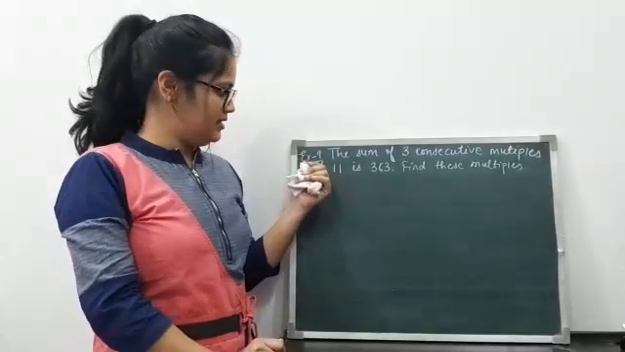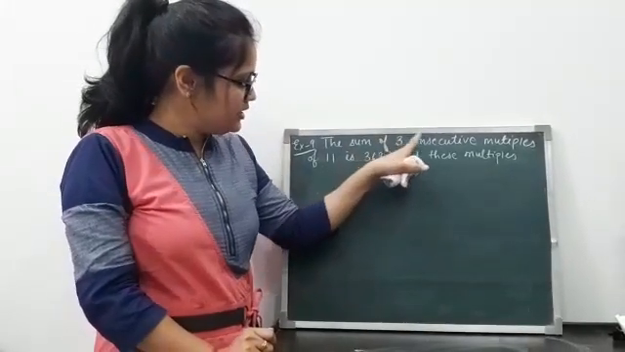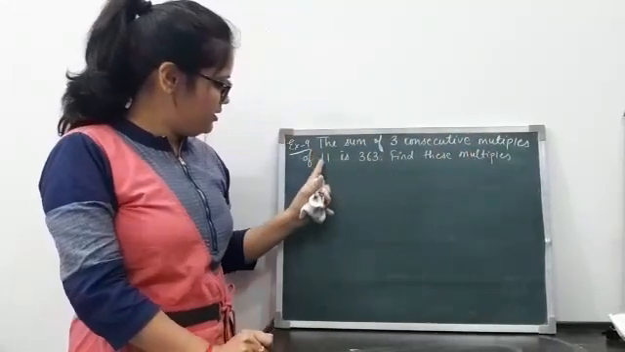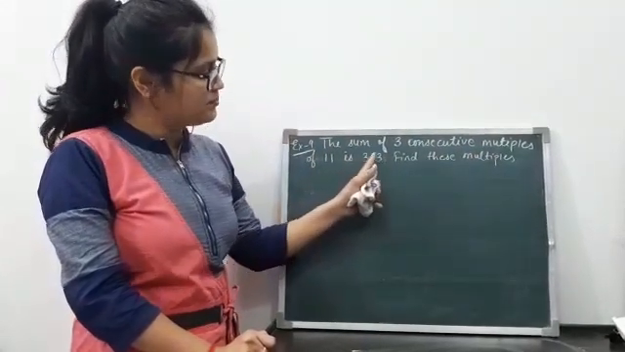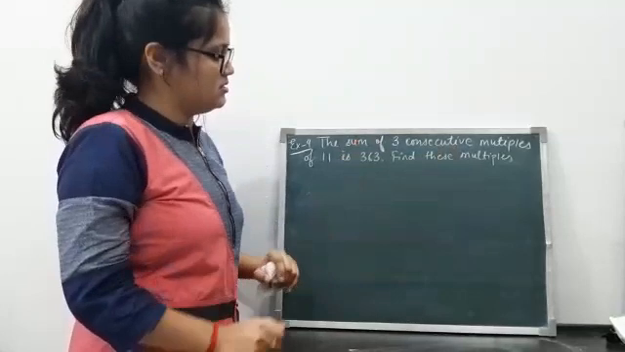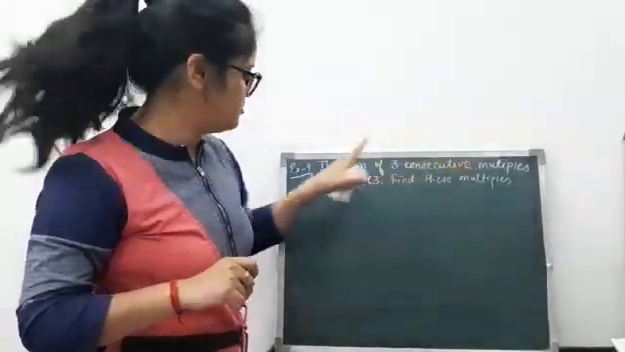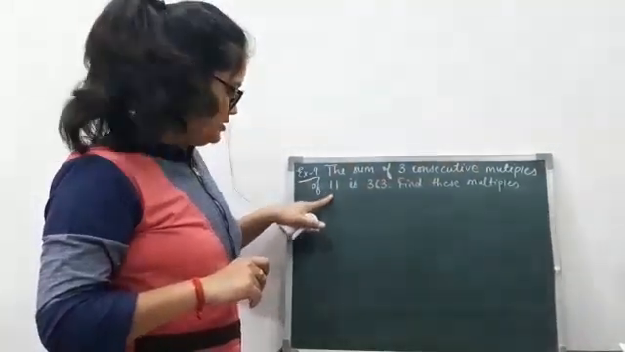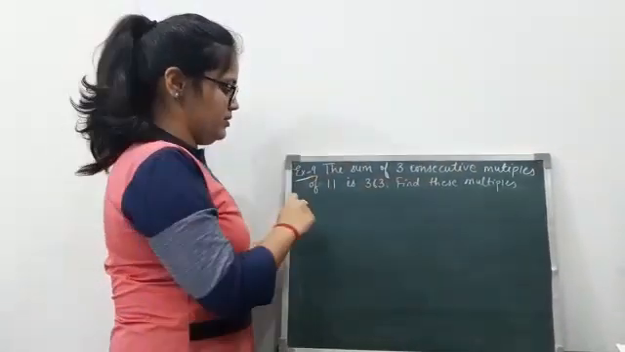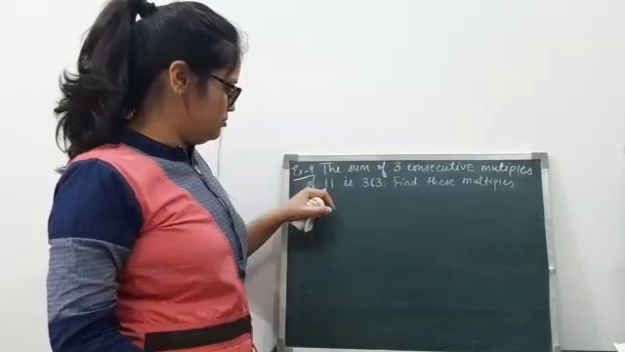Example number 9: the sum of 3 consecutive multiples of 11 is 363. Find these multiples. Sum of 3 consecutive multiples of 11. This line is very important because we will get our equation from this line.